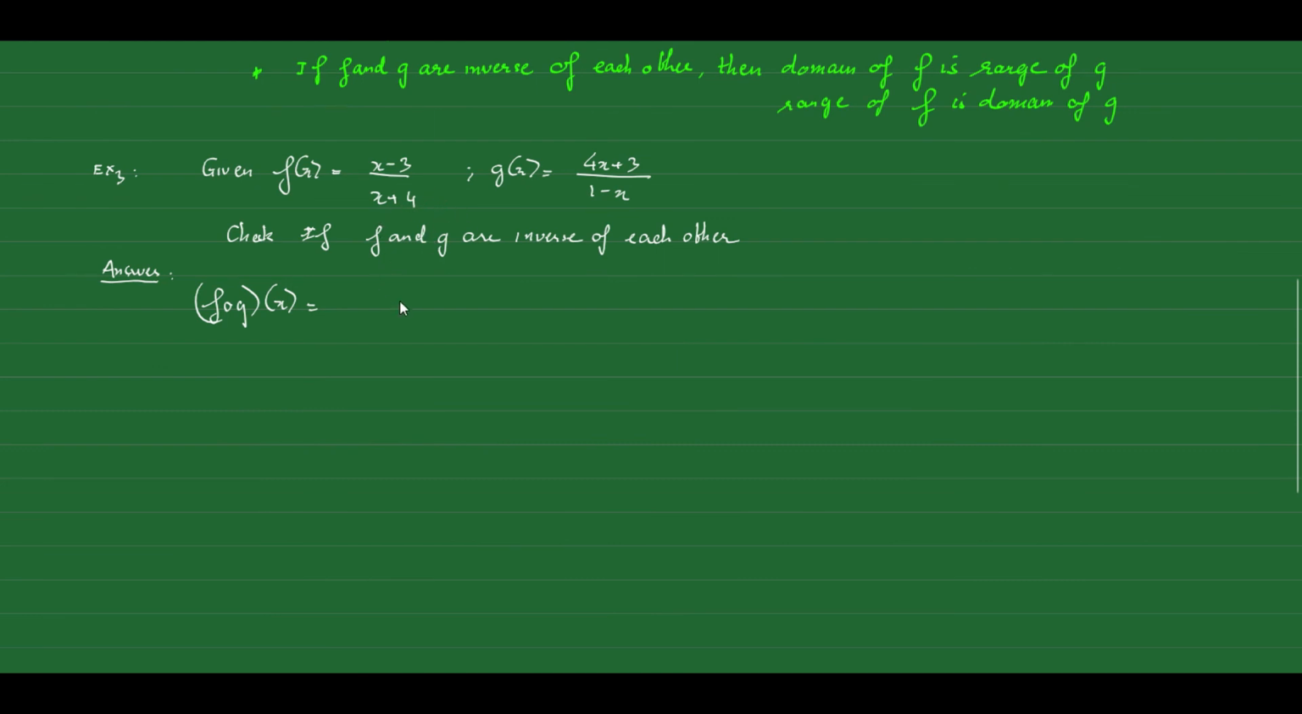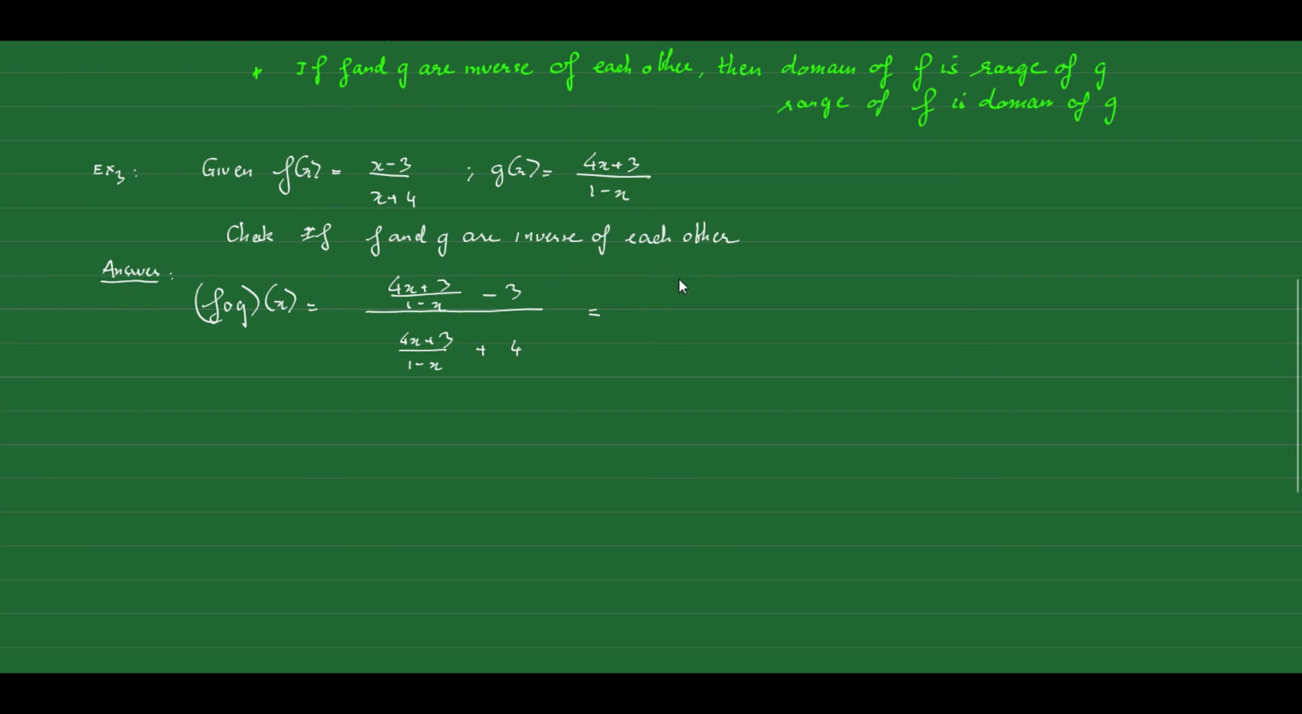Okay, so let's look into the f composed with g. I have (4x plus 3) over (1 minus x) minus 3, over (4x plus 3) over (1 minus x) plus 4. So this just requires you to simplify a rational expression.